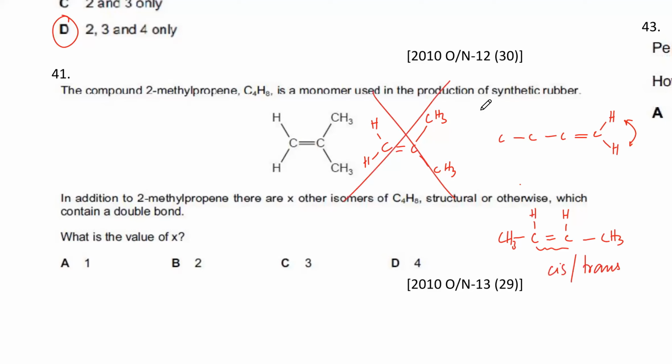So apart from this one, which we're not going to count, there are X other isomers. That's 1 and 2 and 3. So the answer is 3. Apart from this, you've got 1 of this, and there are 2 of these: a cis version and a trans version. Okay, is that clear? Yes, sir.